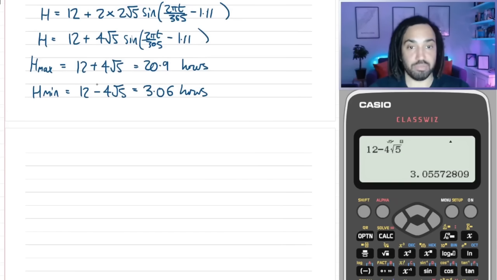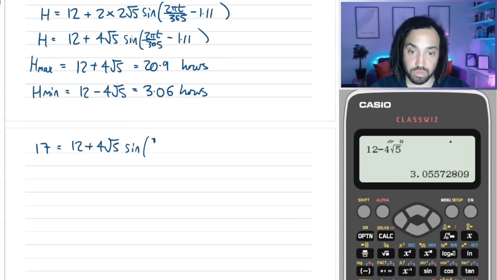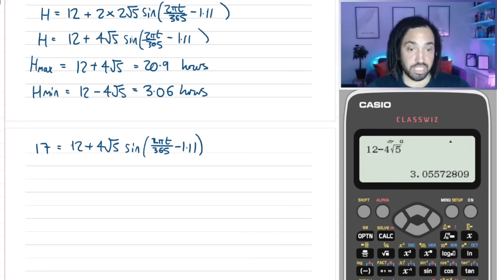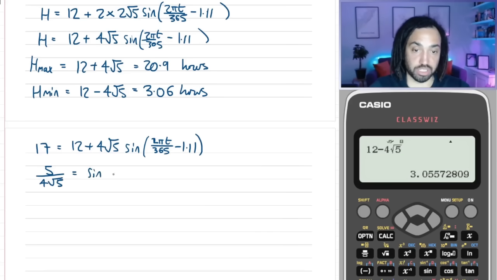Right, here it is here, and we want h to be 17. So we say 17 is equal to 12 plus 4 root 5 sine of 2 pi t over 365 minus 1.11. Okay, let's rearrange this so we can minus the 12 to make 5, and then we can divide by this 4 root 5, and that will give us just the sine function, which will look like so.